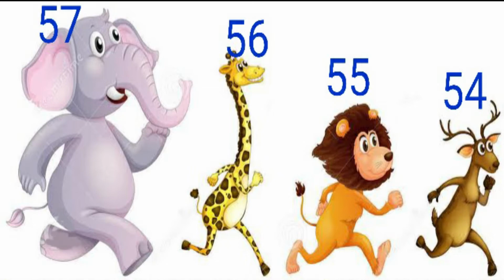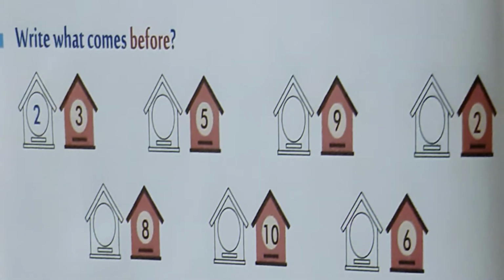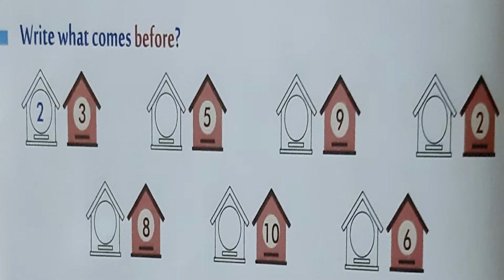Okay. Now let us do the textbook exercises. All of you open page number 22 in your textbook. Read the heading, children. WRITE, write. WHAT, what. COMES, comes. BEFORE, before. What is the before spelling? BEFORE, before. Write what comes before.